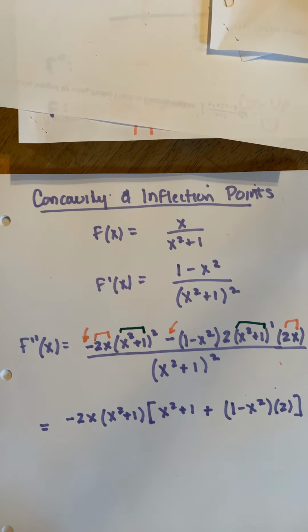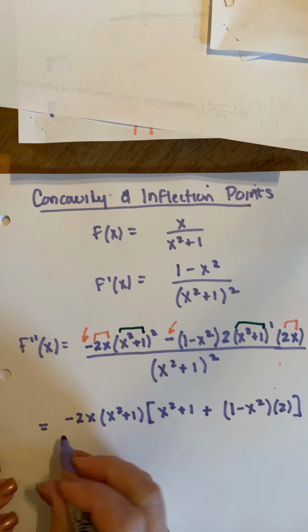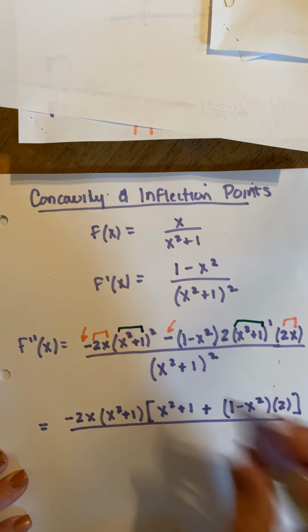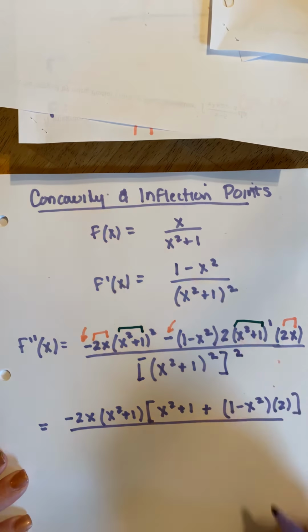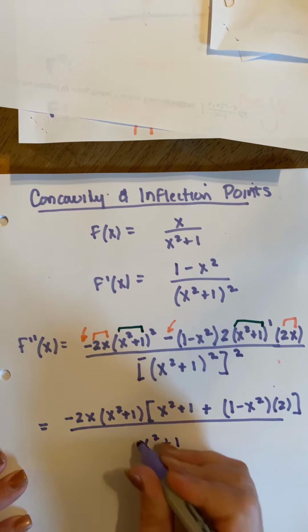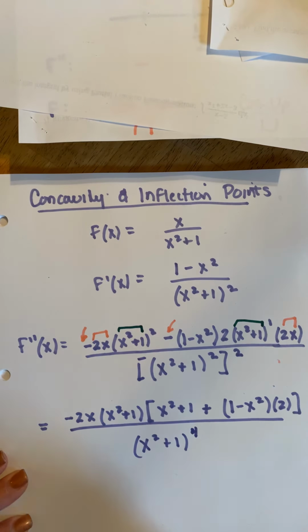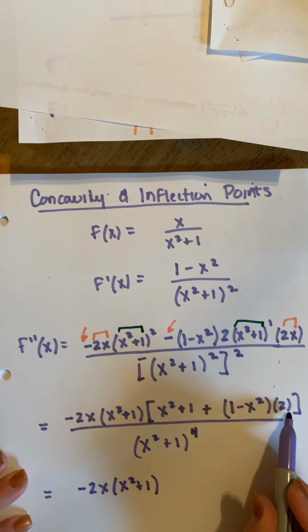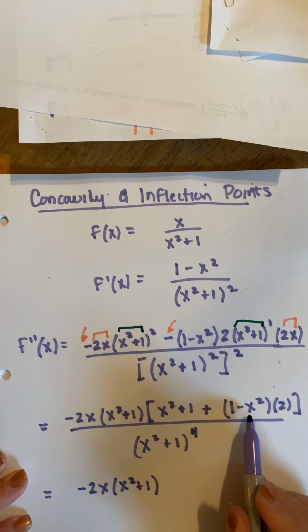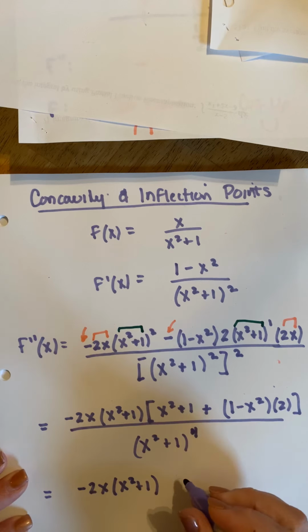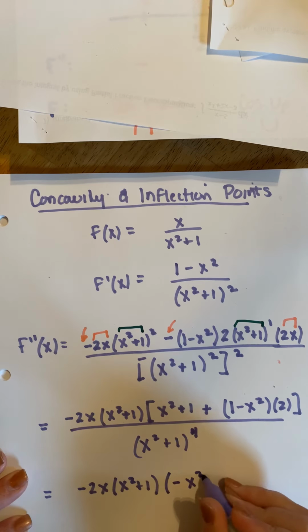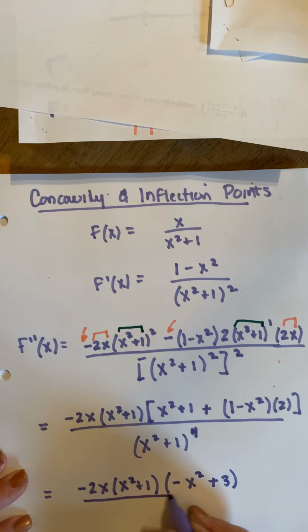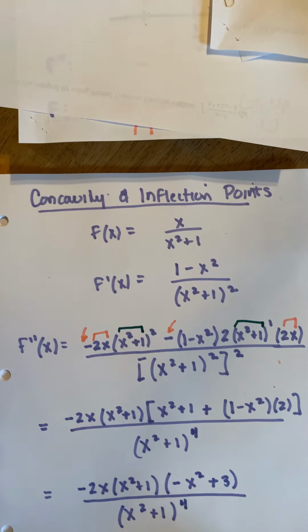Now I clean this up, and I get, be careful, the denominator squared. So it's going to be x squared plus 1 to the 4th. Then I'm going to get -2x on top, x squared plus 1, and then we distribute. That's going to be x squared plus minus 2x squared, and then 1 and 2, so this is all going to become -x squared plus 3, all over x squared plus 1 to the 4th. Now this is the second derivative.